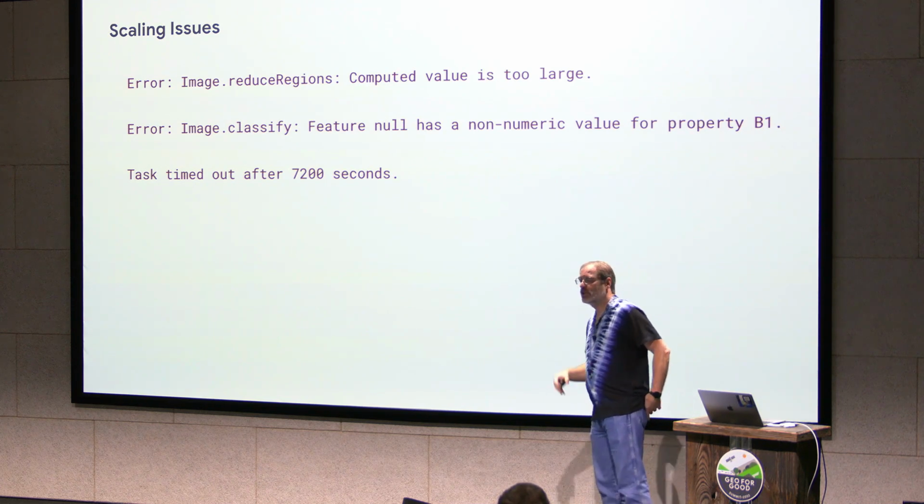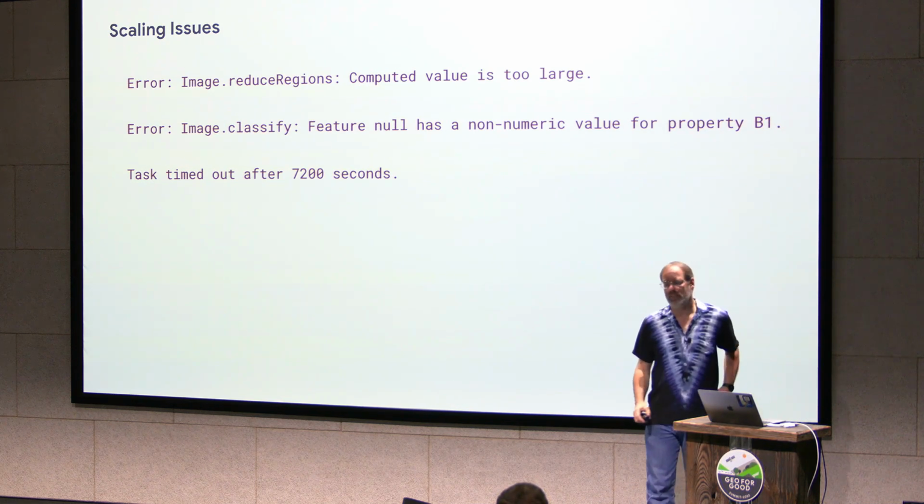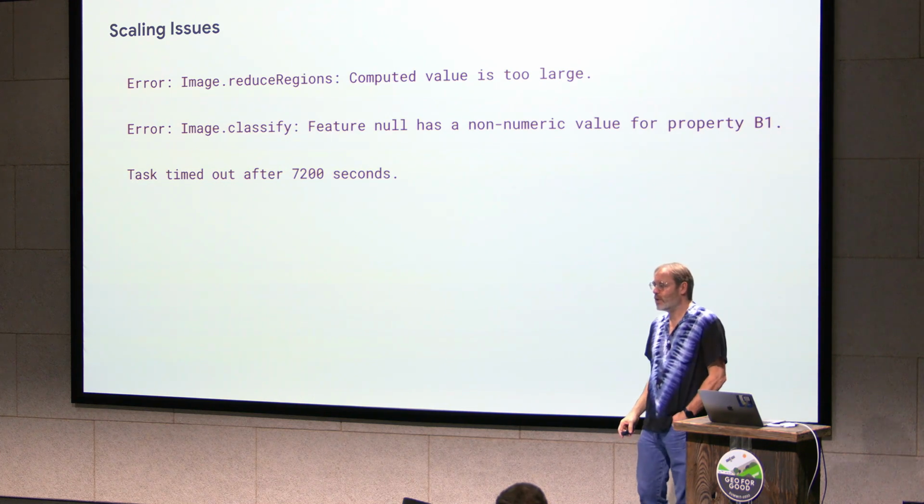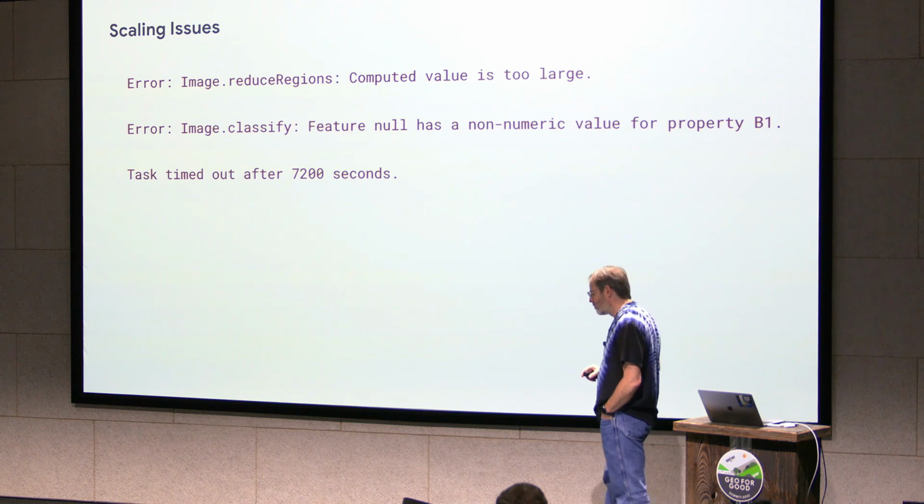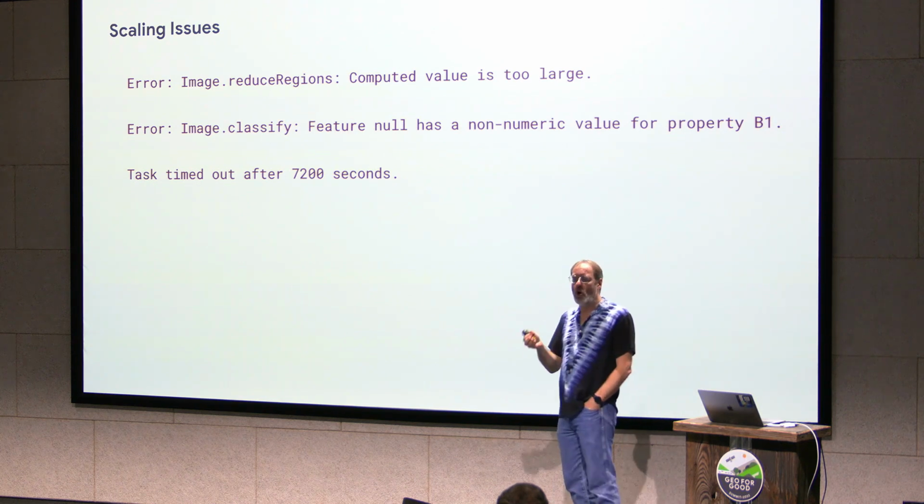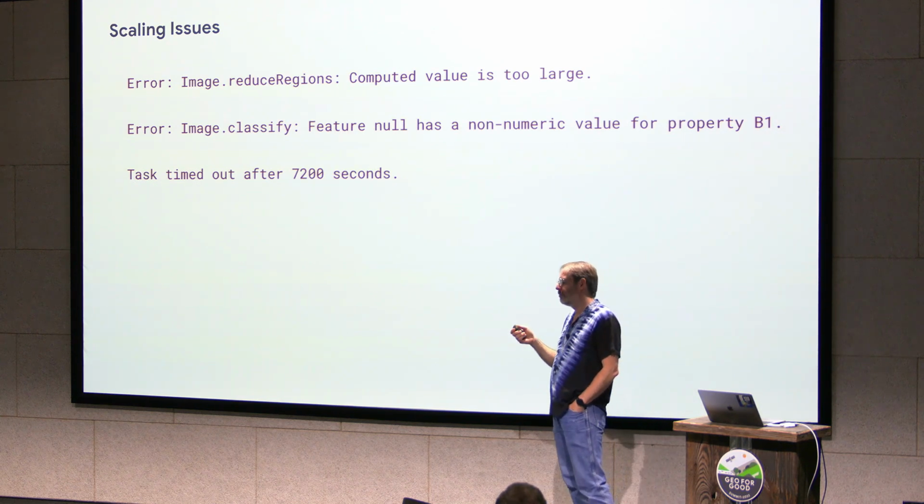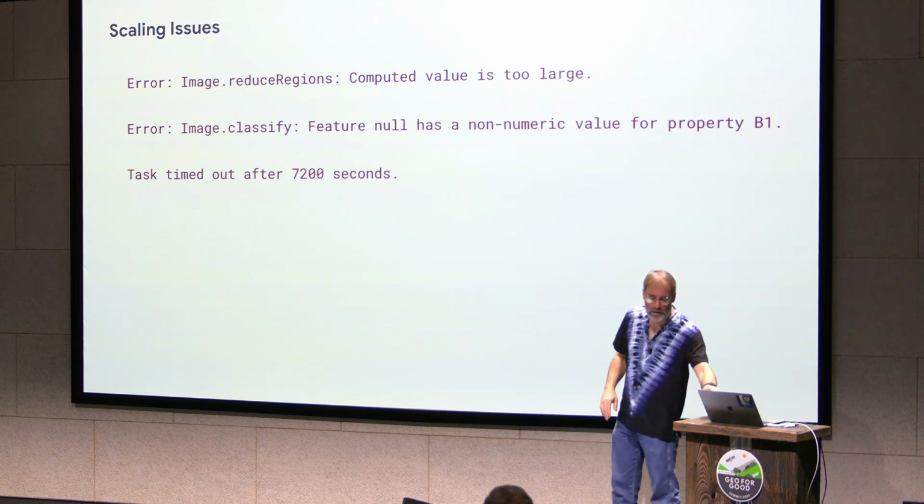Task timed out after some number of seconds. This one's tough. It just means that everything you've put together is too big. There are a number of different timeouts in the system. When you're using Earth Engine, we have what's called the interactive stack, which is what the code editor normally is returning results from.